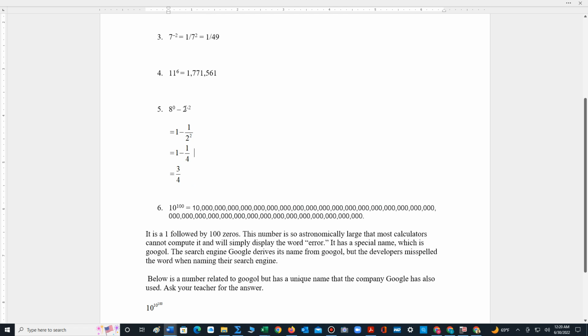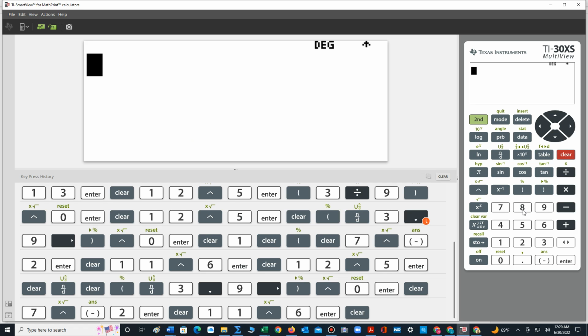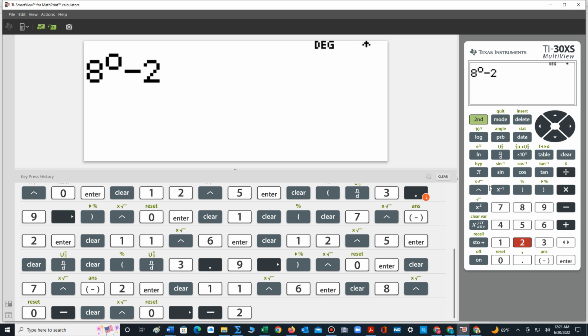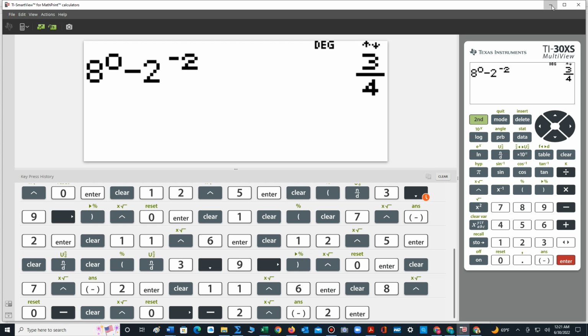And it turns out we can type this in our calculator and get the same results. So we have 8 to the 0 minus 2 to the negative 2 power. Let's hit enter, and we get 3/4 as the answer.